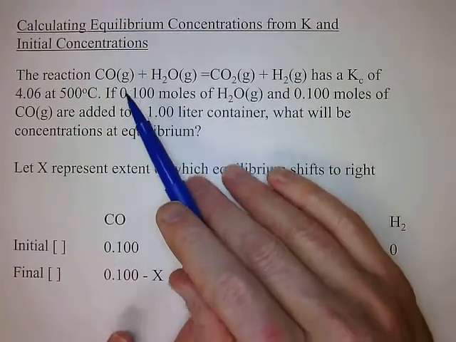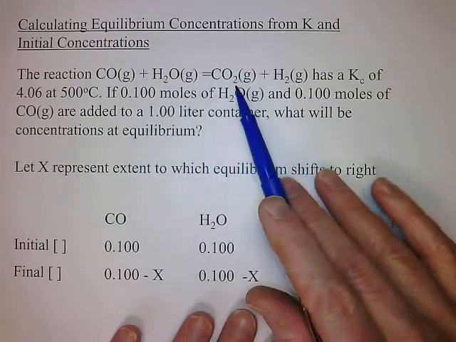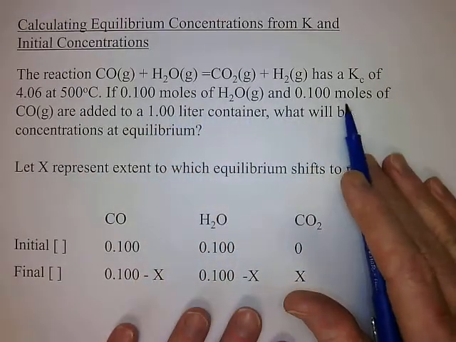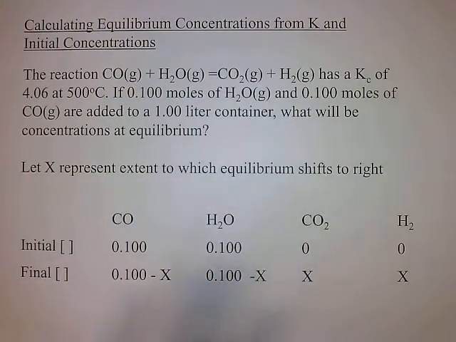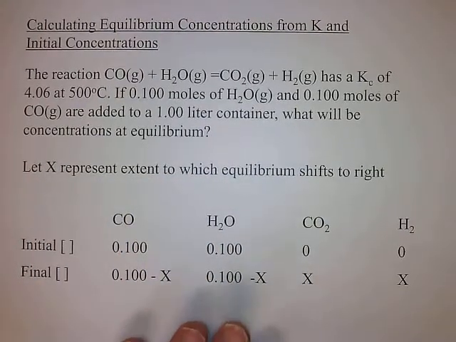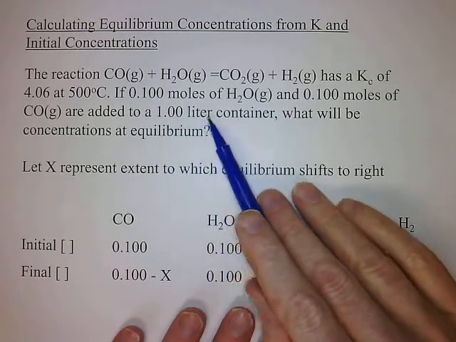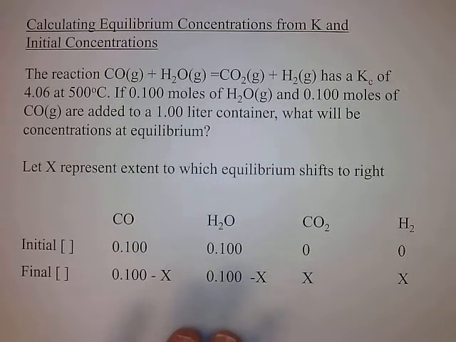So we're going to look at the reaction between carbon monoxide and water to make carbon dioxide and hydrogen. Okay, all gases, and this has a Kc of 4.06, equilibrium constant of 4.06 at 500 Celsius. Okay, so if 1/10 of a mole of water vapor and 1/10 of a mole of carbon monoxide are added to a 1 liter container, what will be the concentrations at equilibrium?